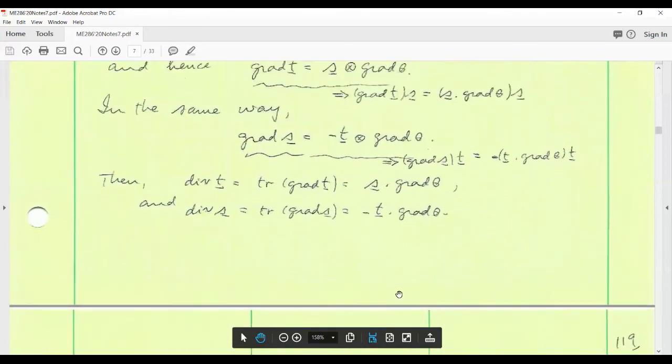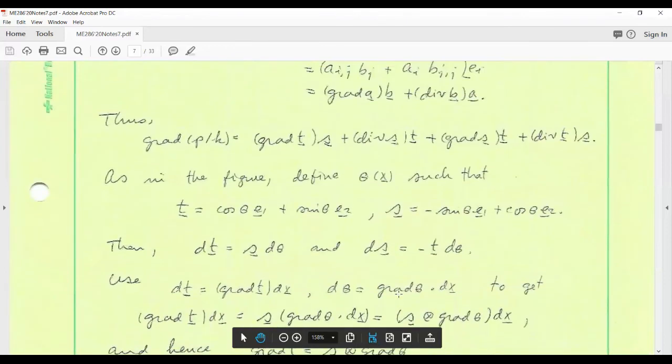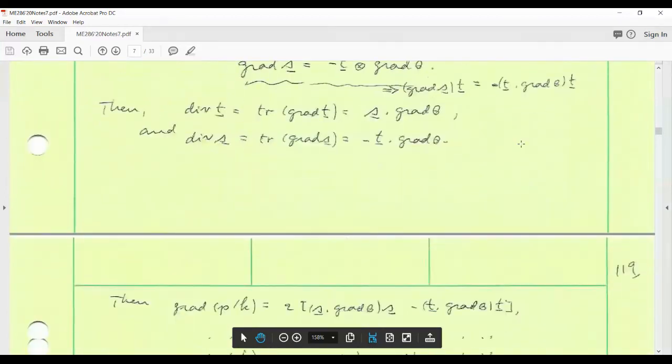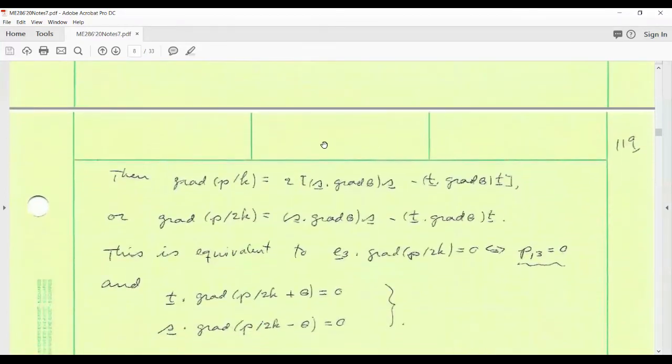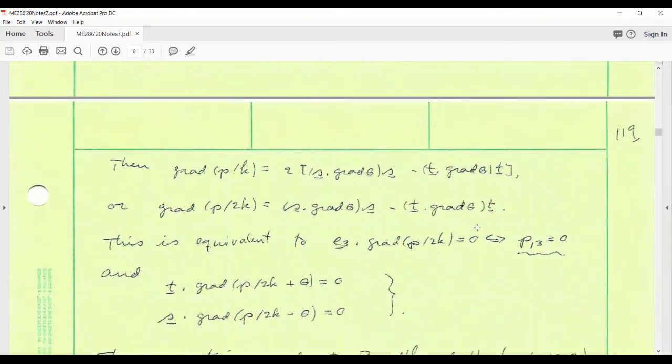So if I put all those now into this formula and clean it up a bit, I will get the pressure gradient divided by my fixed constant k is 2 times s dot grad s along s minus t dot grad t along t. Bring the 2 down to the other side and we get this. That's my equilibrium equation. What are the unknowns? The unknowns are p and theta, because if you know theta, you also know t and s.